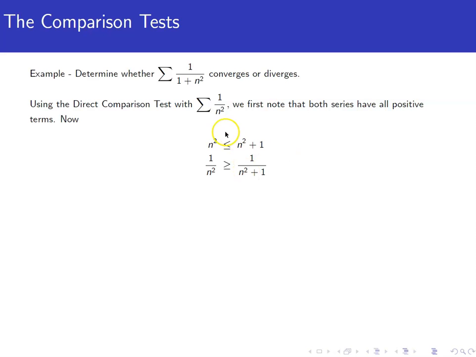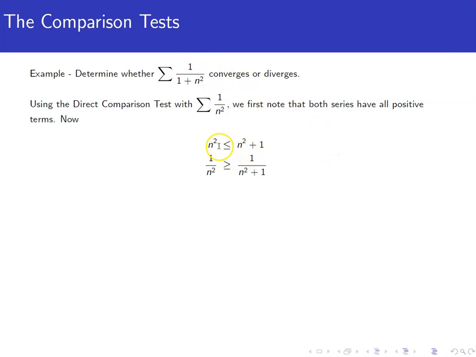All right. So if we're going to use the direct comparison test, I need to show, and we know that this one converges, it's the convergent p-series, I need these terms, the 1 over n squared, to be bigger than these terms, the 1 over 1 plus n squared. That's not that hard of an argument to make.